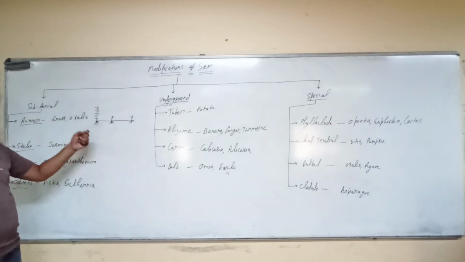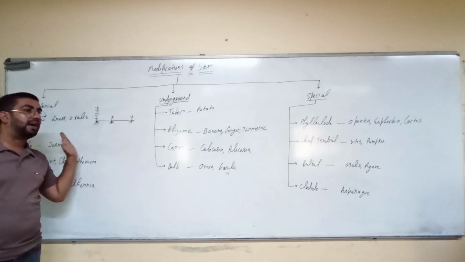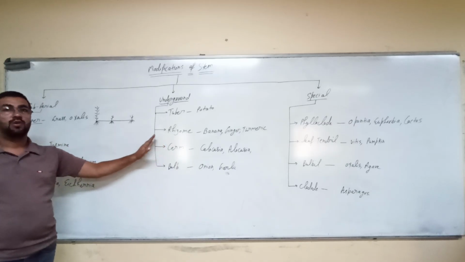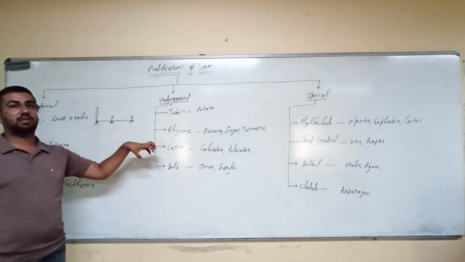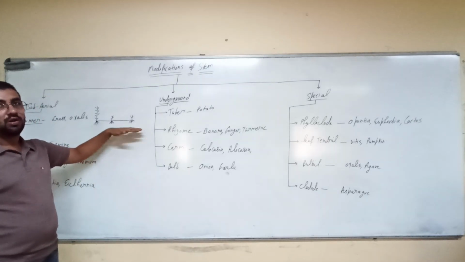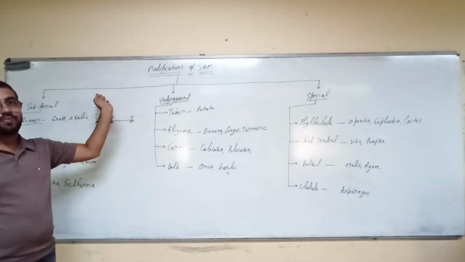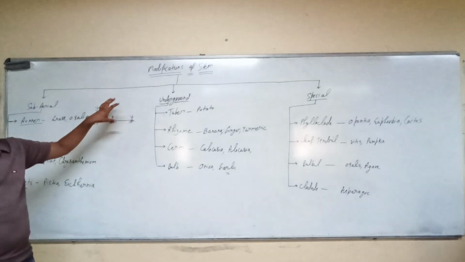It is mainly present in grass and oxalis. This is a runner. It runs along the soil. When the node touches the soil, it produces roots from the lower side of the node, and leaves from the upper side of the node. This is known as runner.